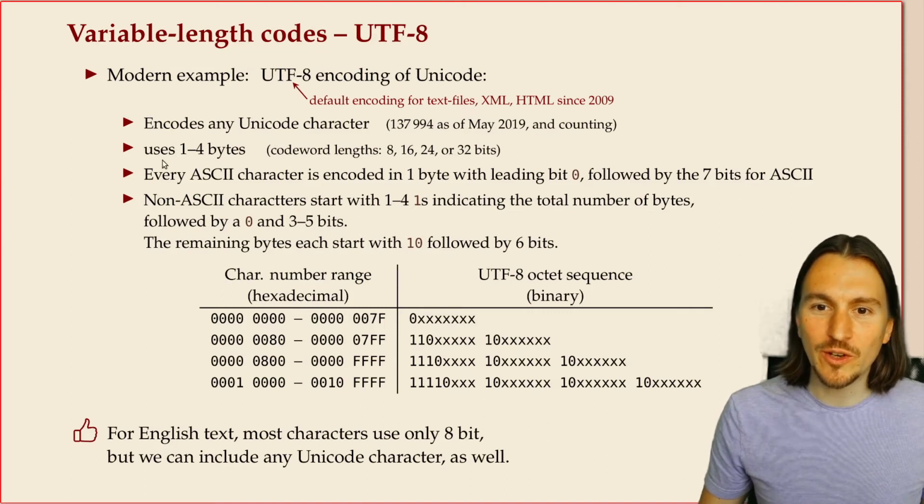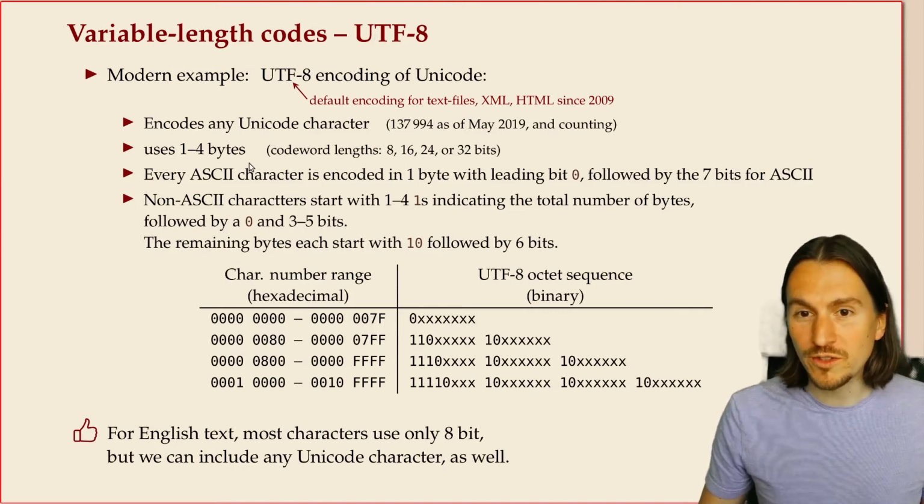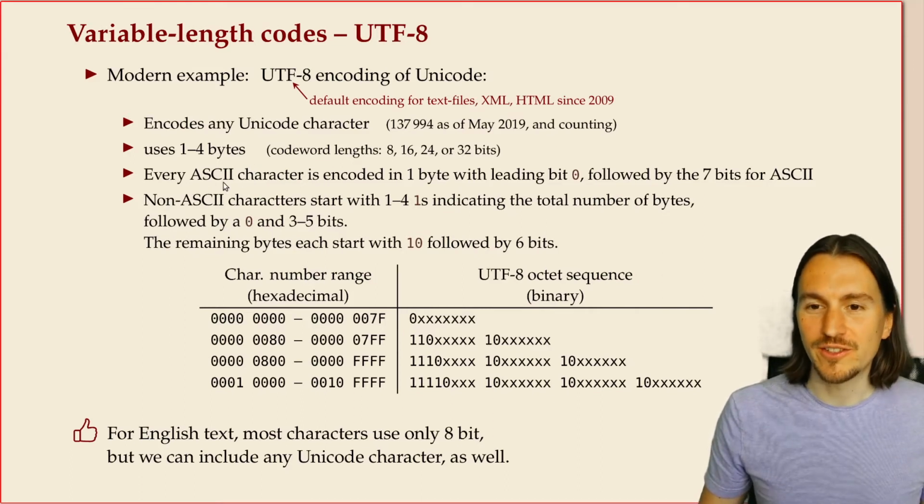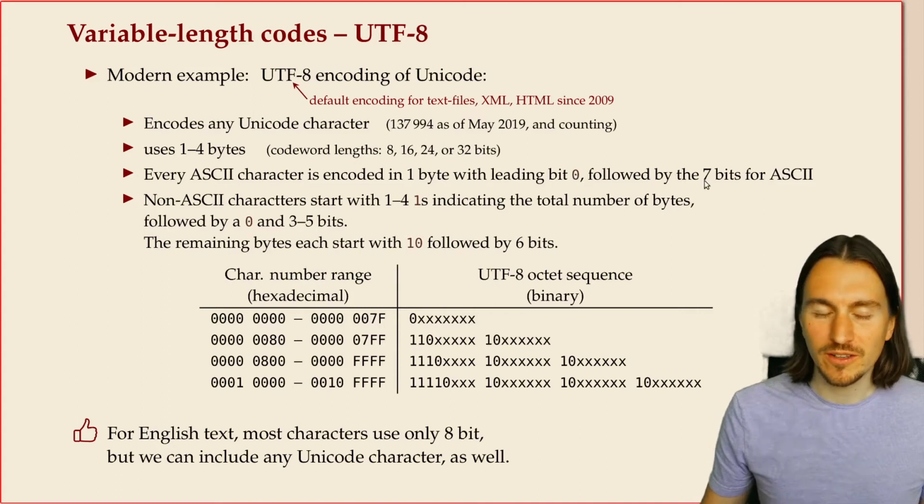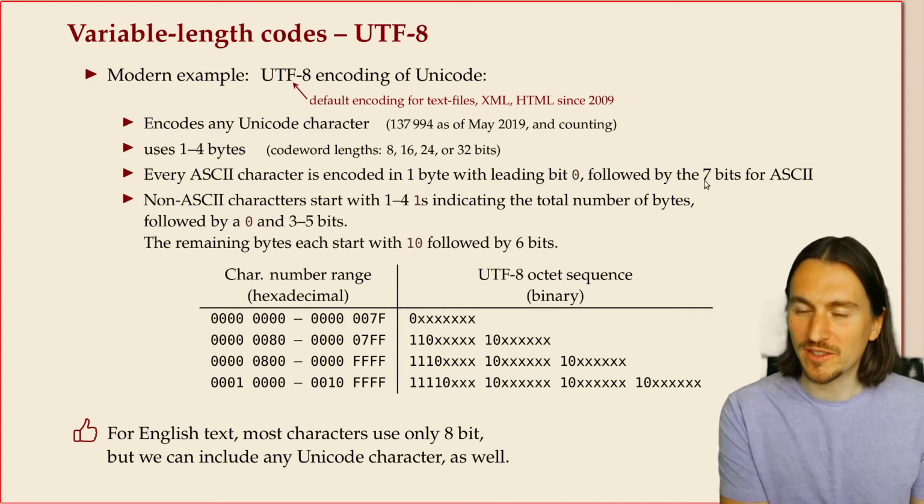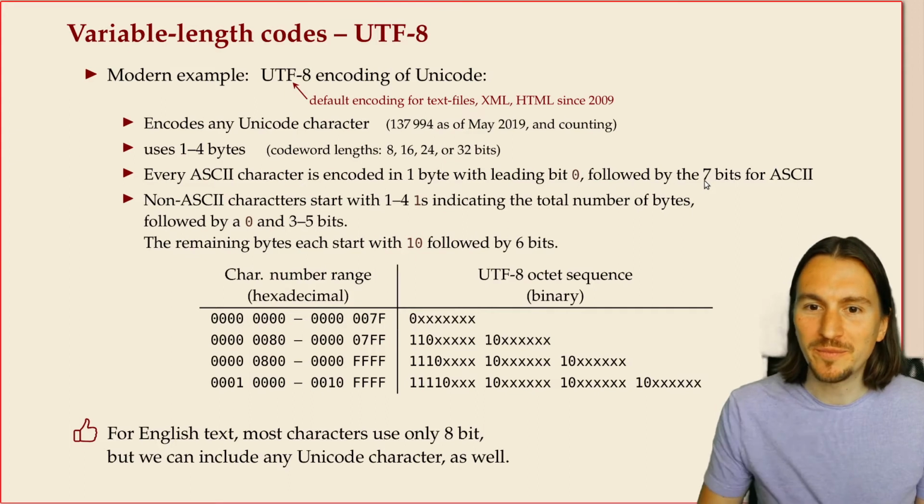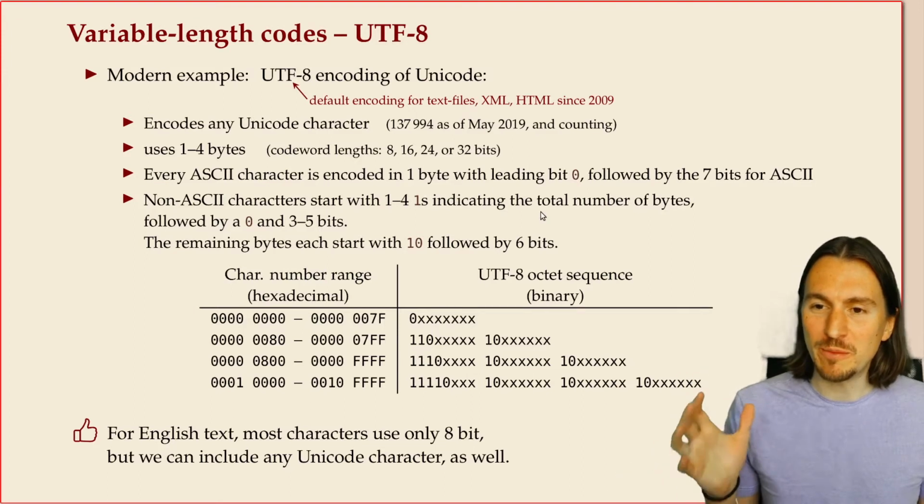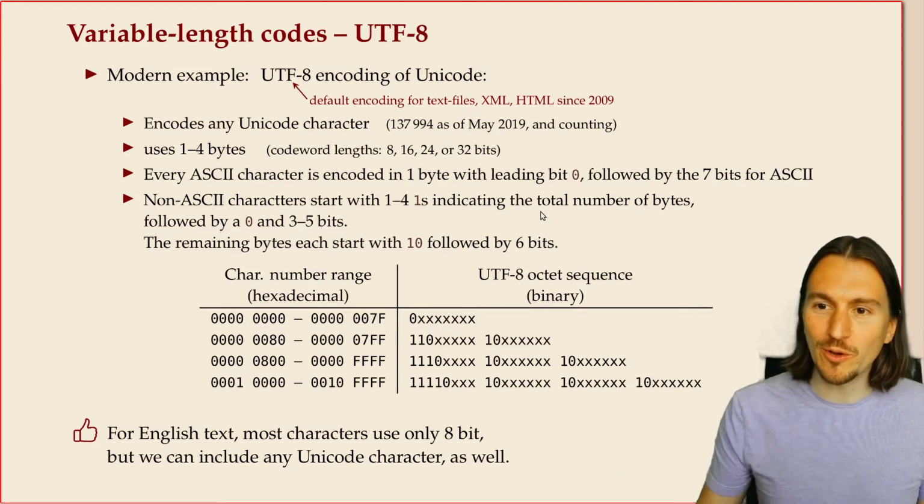And what it does is it encodes each character with 1 to 4 bytes, depending on which one it is. ASCII characters use just 1 byte. They start with a 0, and then they have the 7 bits from the old ASCII code that I've shown a couple slides back. Any non-ASCII character starts with 1 to 4 ones in the encoding. This is also shown down here. And that indicates how many bytes in total make up the code for this character.